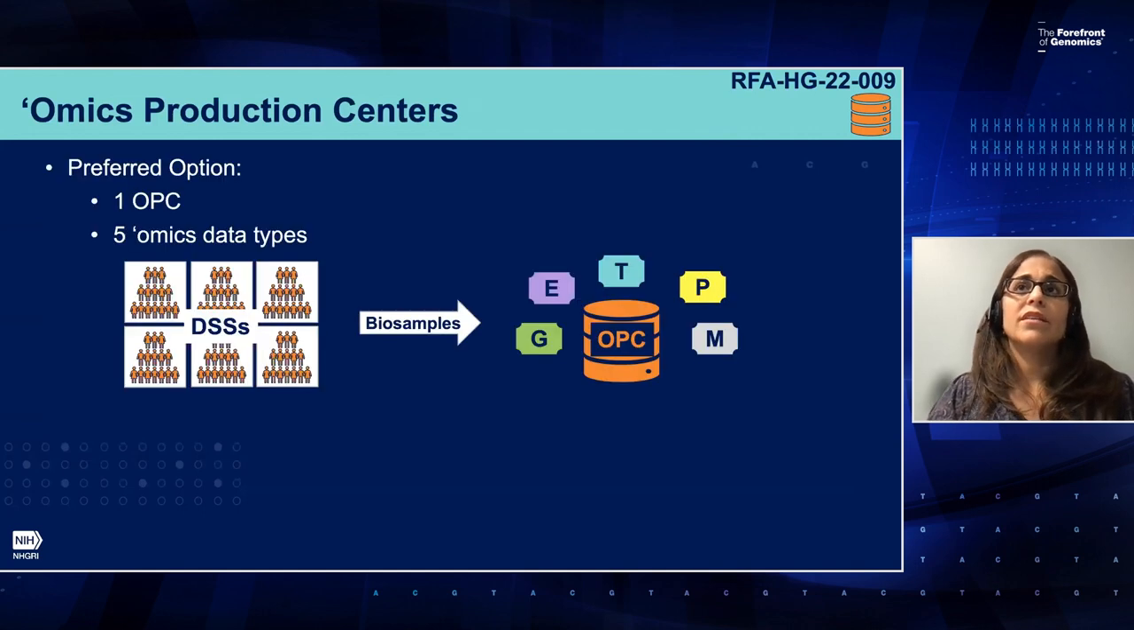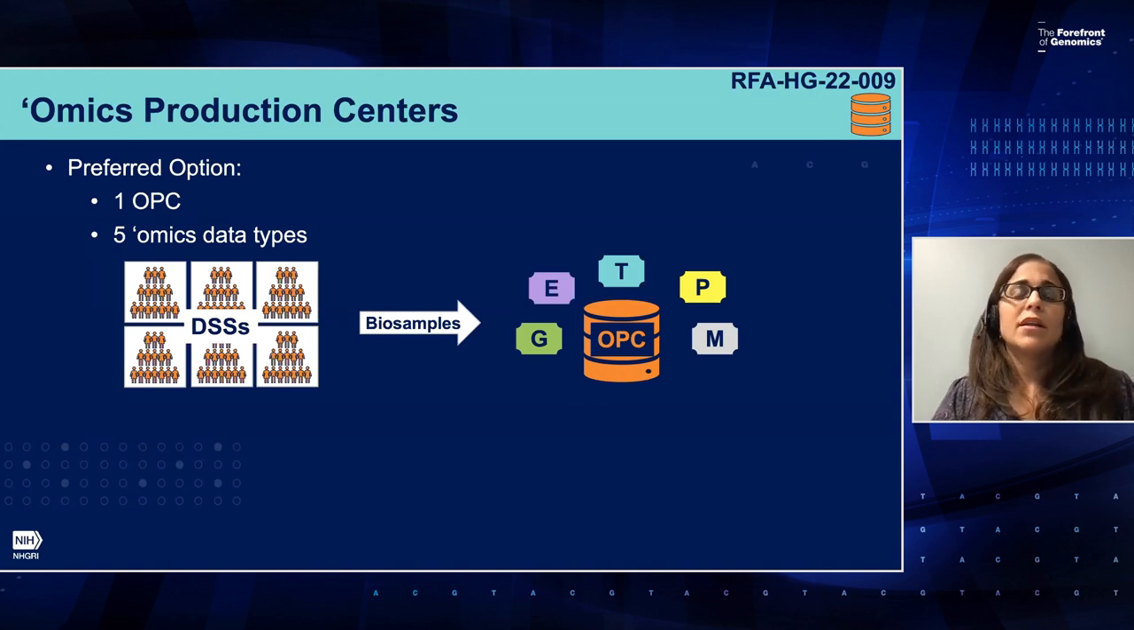Now, also noted in the RFA is our preference to fund one omics production center that would receive the samples from all 6 DSSs and produce the 5 omics data types that I listed in the previous slide. Noting, of course, that there will be recurrent cycles of omic production since the DSSs will be collecting biosamples at more than one time point.